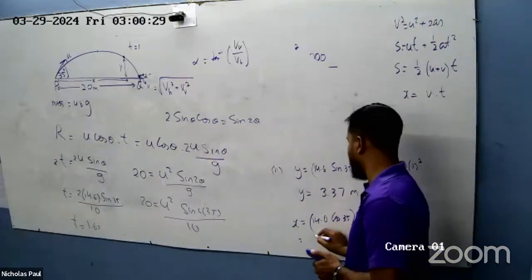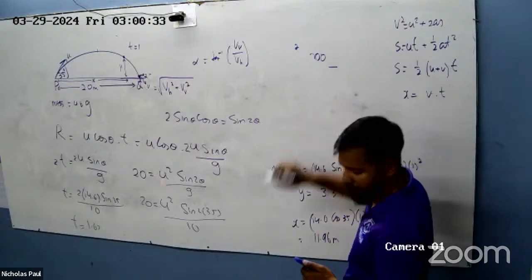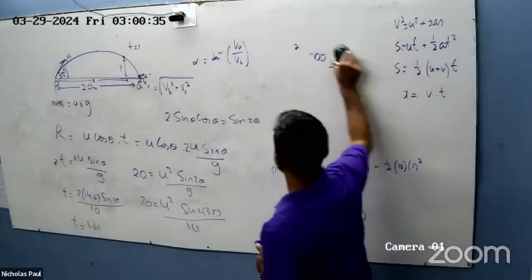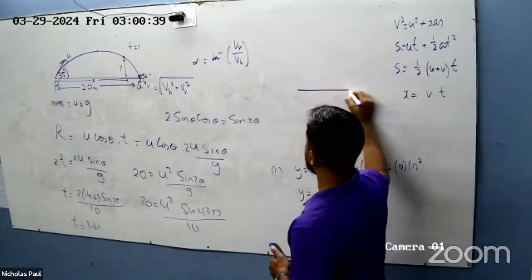$11.96, right? So that's the answers there. Now you want to get the vertical velocity. So remember, just see what they're talking about. Let me show you so you understand what they're talking about.